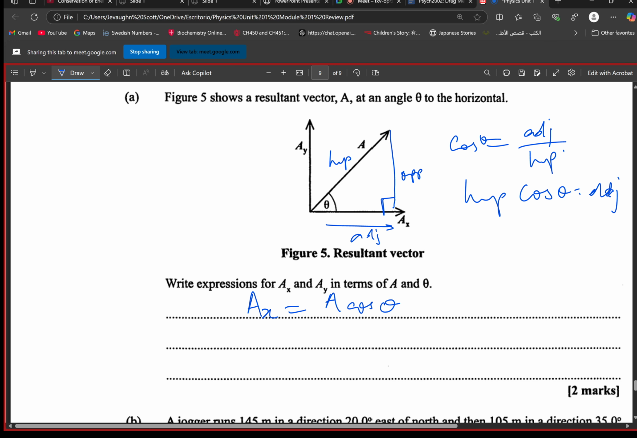Everything is there? Everything is fine? Yes, sir. And then that means for the y component, all we would do is use sine, so that would be A sin theta. Alrighty?